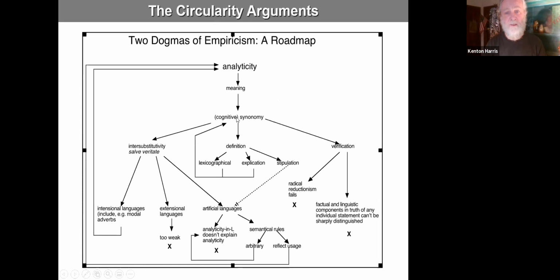So we've gone from analyticity to meaning. Oh, that was kind of a red herring. Now we've gone to synonymy. Where do we go after that?